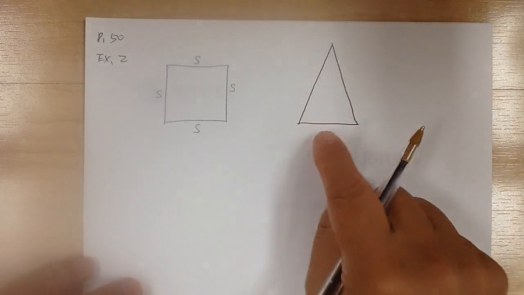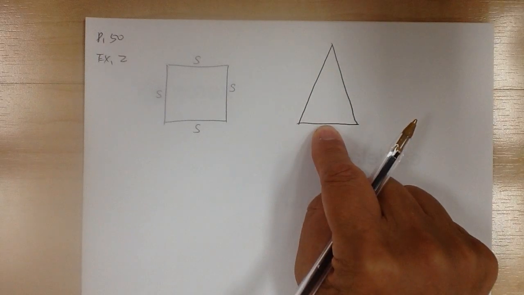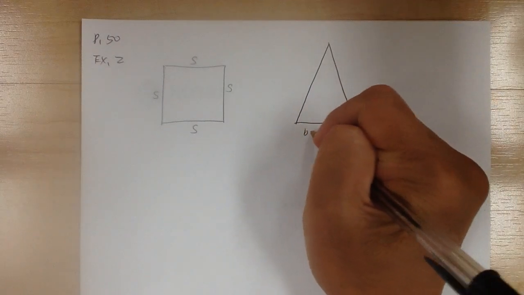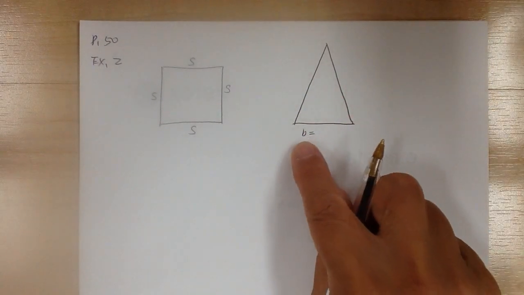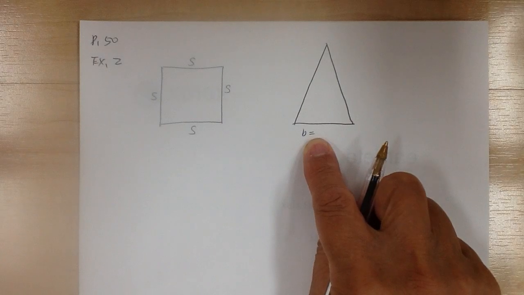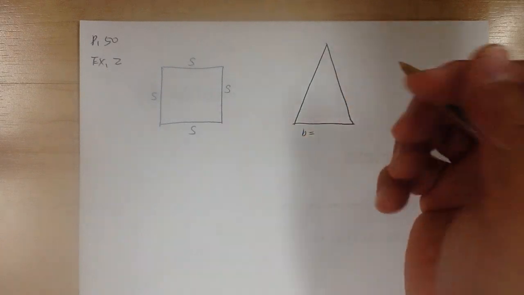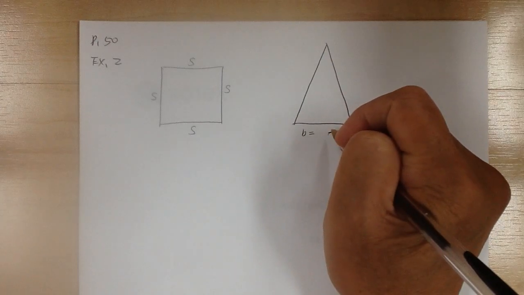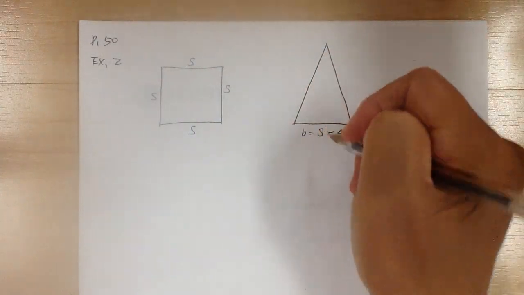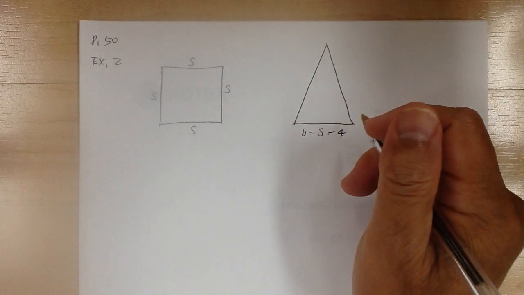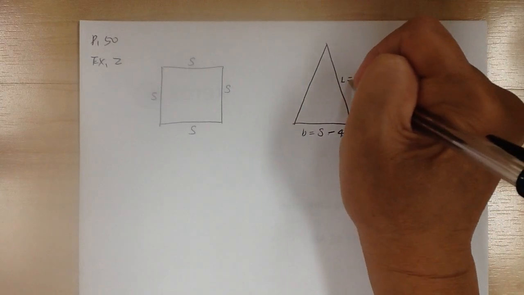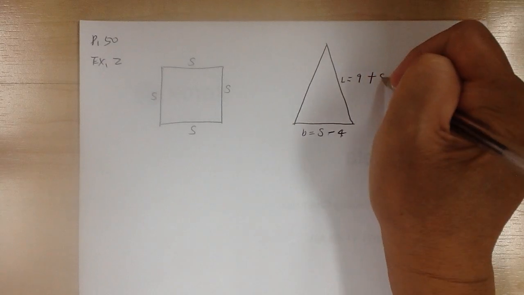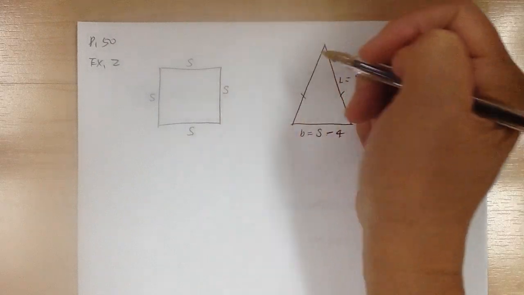And it says the base of the isosceles triangle is, again, B for base, 4 shorter than a side of the square. When you have shorter than, you have to put it in the back. So it'd be S minus 4. And each leg is 9 longer than a side of the square. And since this is isosceles, the other leg is also the same.